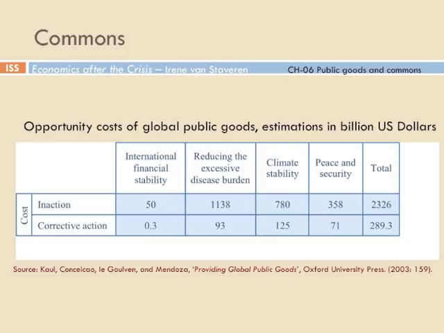The fourth type of public good that we discuss in this chapter are commons. This table shows you what it costs to develop public goods to protect these commons, but also what are the costs in the long run for all of us if we do not do that. Remember, these are opportunity costs. And we see that for each of these five problems at the global level, the cost of doing nothing is higher than the cost of trying to solve it together.